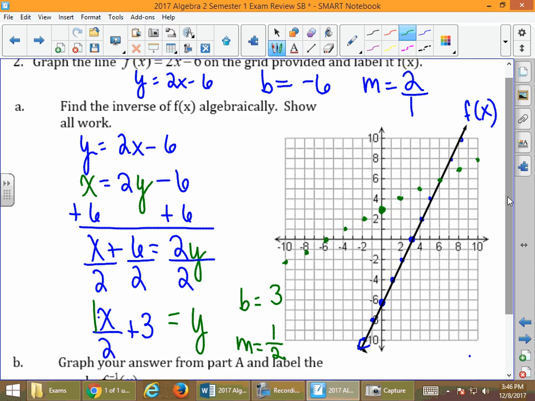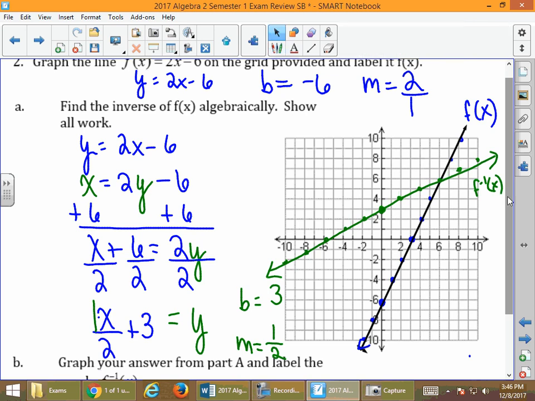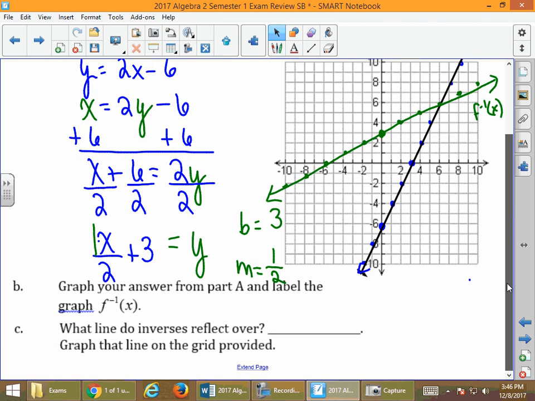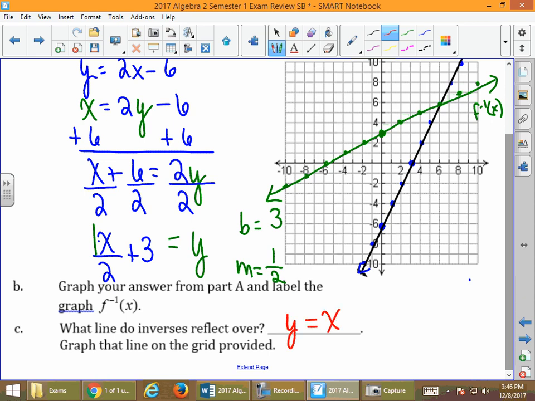And I think I'm going to try to draw this freehand here so that we don't have issues. Ask your teacher for a ruler. And there's our f inverse. So what line do the inverses reflect over? Well, the line that the inverses reflect over is y equals x.